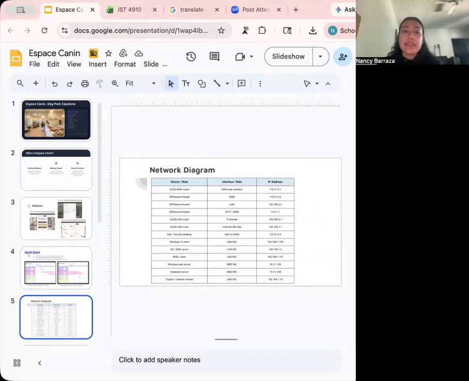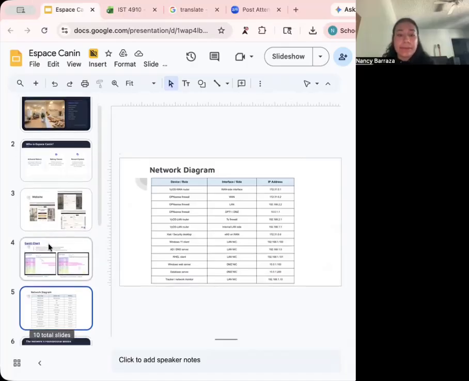This slide shows the network architecture we created. Our environment included routers, firewalls, Windows and Linux systems, databases, servers, and web services within a DMZ network. The firewall helps separate and secure the internal network from public-facing systems.